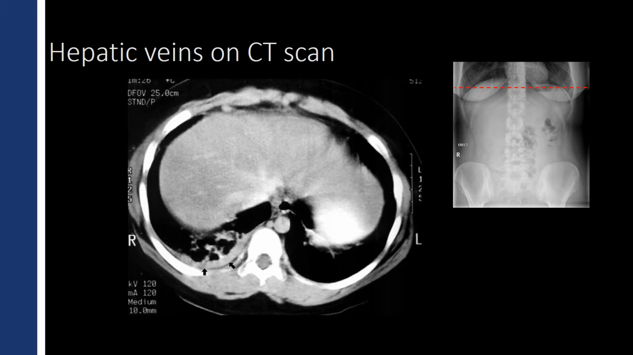Now, the hepatic veins we can see right here. Here's the left hepatic vein, the middle hepatic vein, and the right hepatic vein. And all of those drain right into the inferior vena cava. Now, the hepatic veins will then dive down vertically within the liver, which will become important for us when we discuss hepatic segments later.